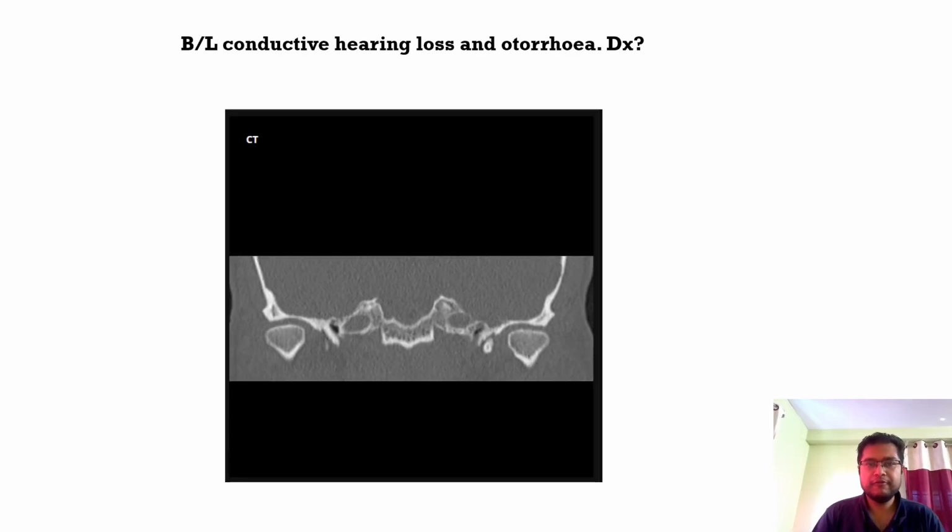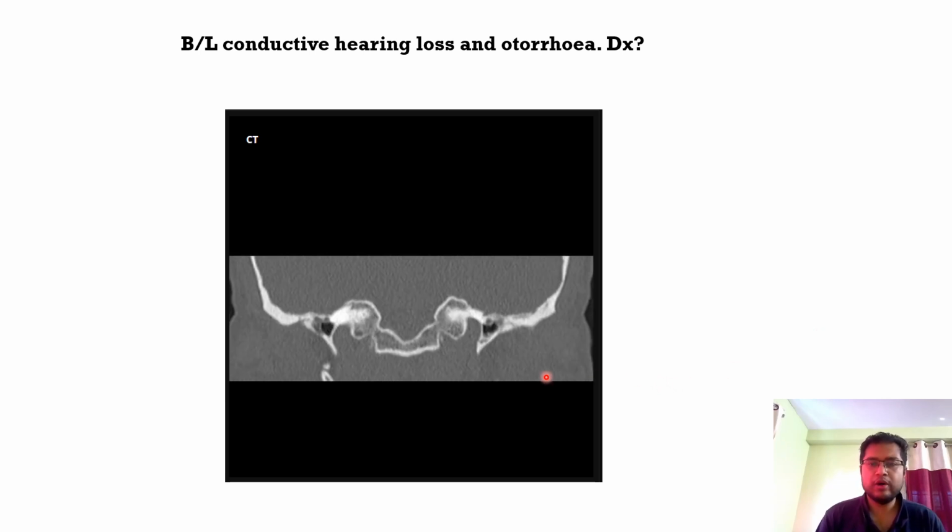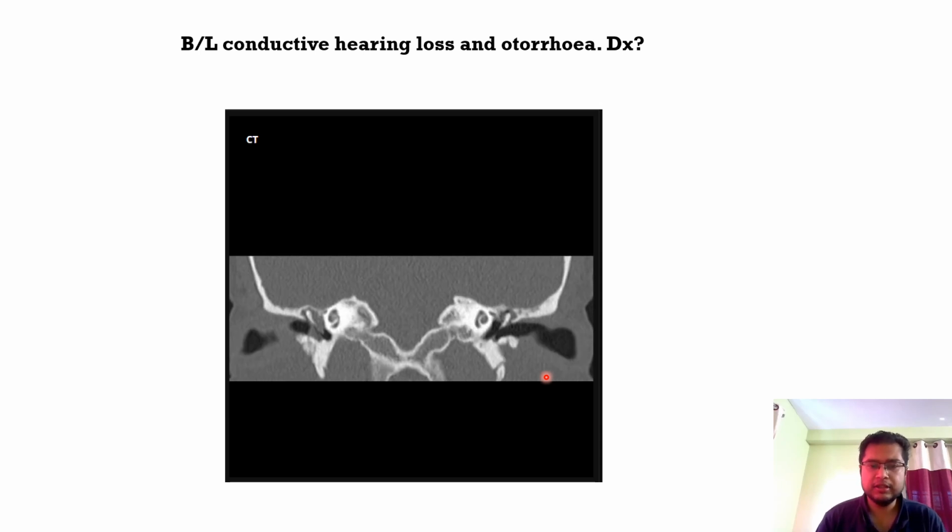So starting with the first case, here we have a patient with bilateral conductive hearing loss and otorrhea who got an HRCT of the temporal bone done. So what do you think the diagnosis is? This is the coronal section where I'm scrolling from anterior to posterior direction, where we can see soft tissue density within the bilateral middle ear.